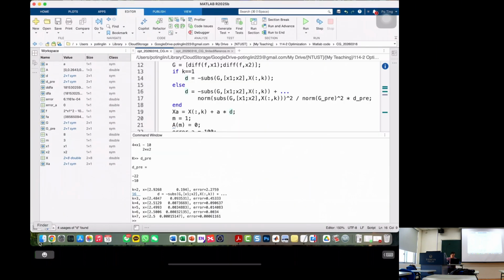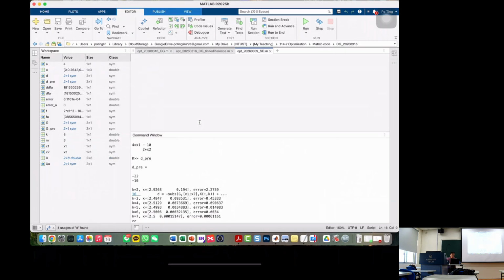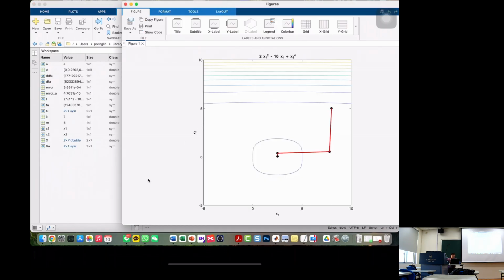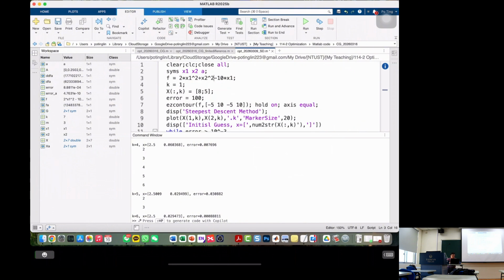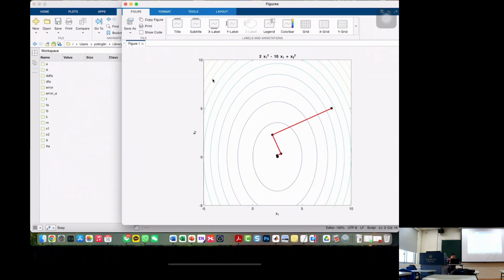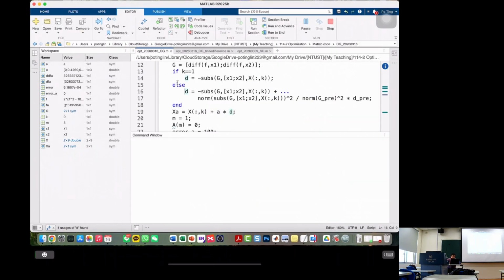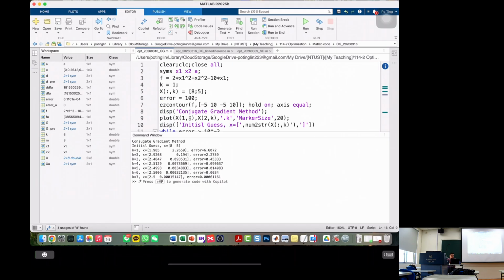Okay, let me call the steepest descent and see the difference. This is a steepest descent. And then solve a square problem. 8 iterations, conjugate gradient. 7, slightly faster. Let me make a more difficult problem.